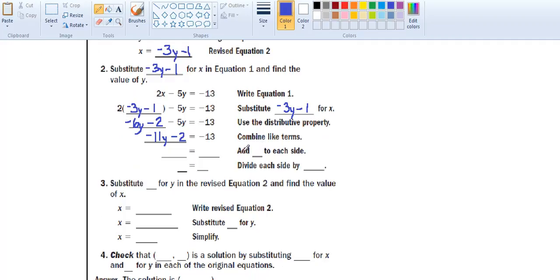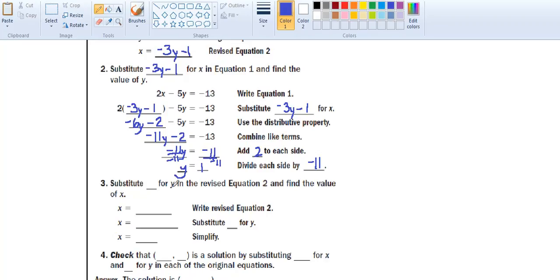Now, we want that negative 11y to be by itself. So we're going to add 2 to each side. To get rid of the negative 2 here, we're going to add 2. So when we're done with that, we have a negative 11y. We've added 2, so those cancel out. And then this becomes negative 11. All right, we're going to divide each side by negative 11, and we're left with y equals positive 1.